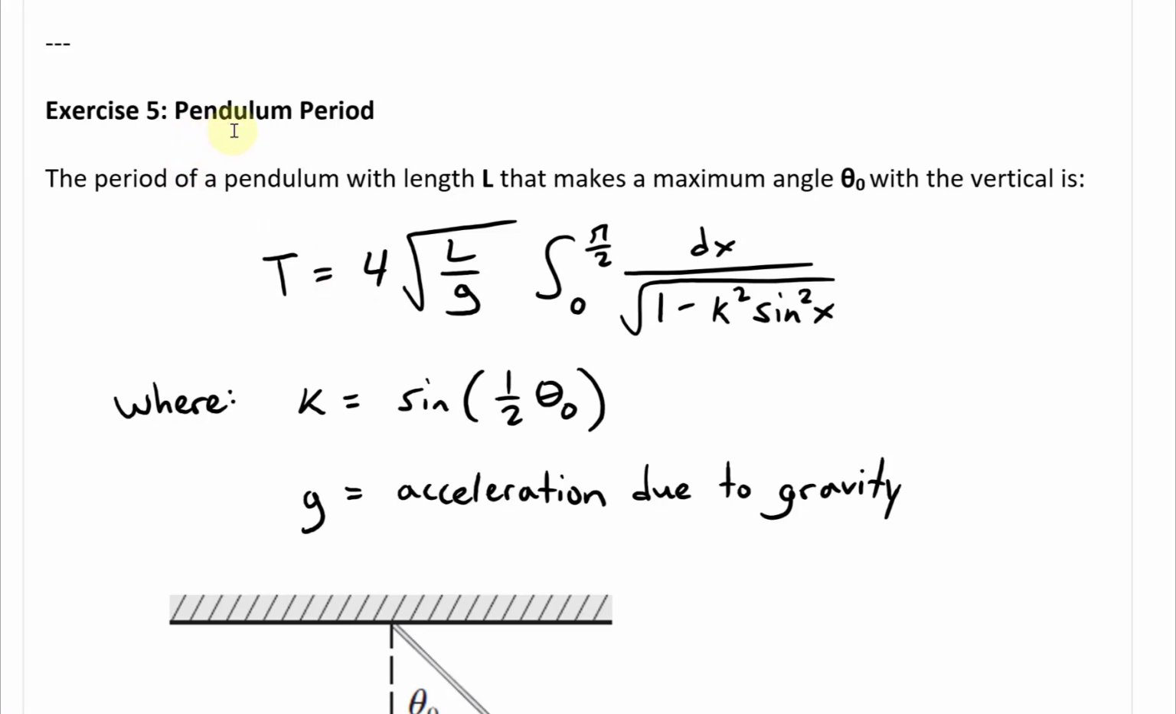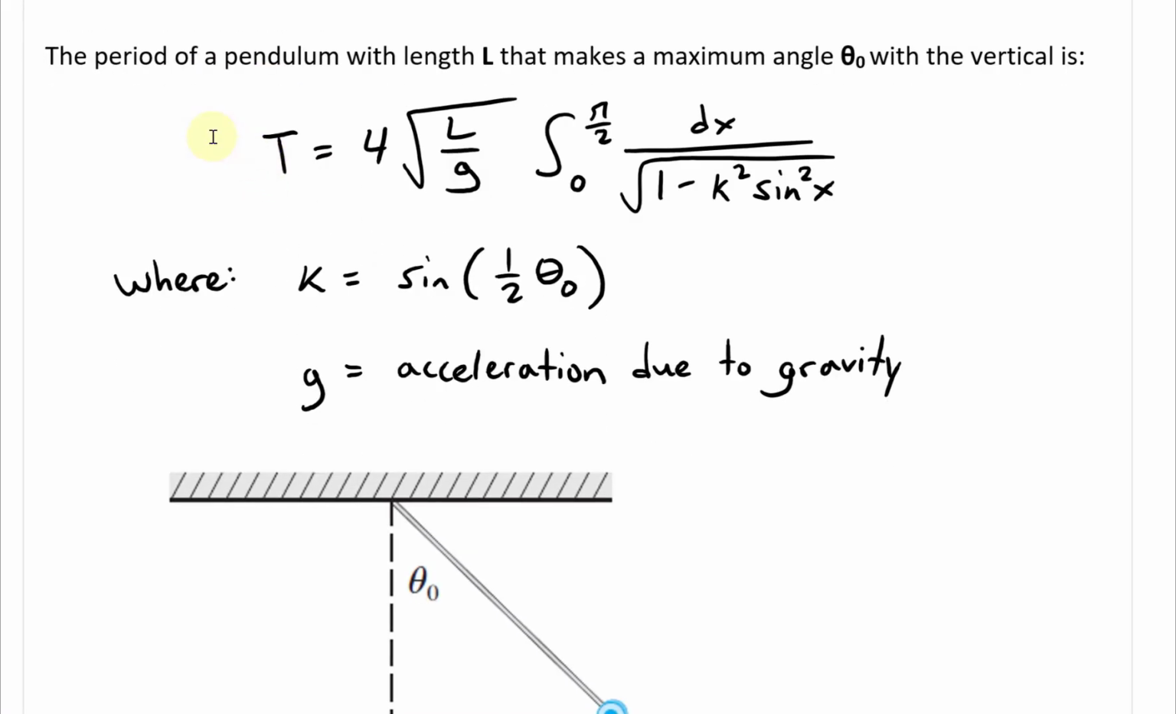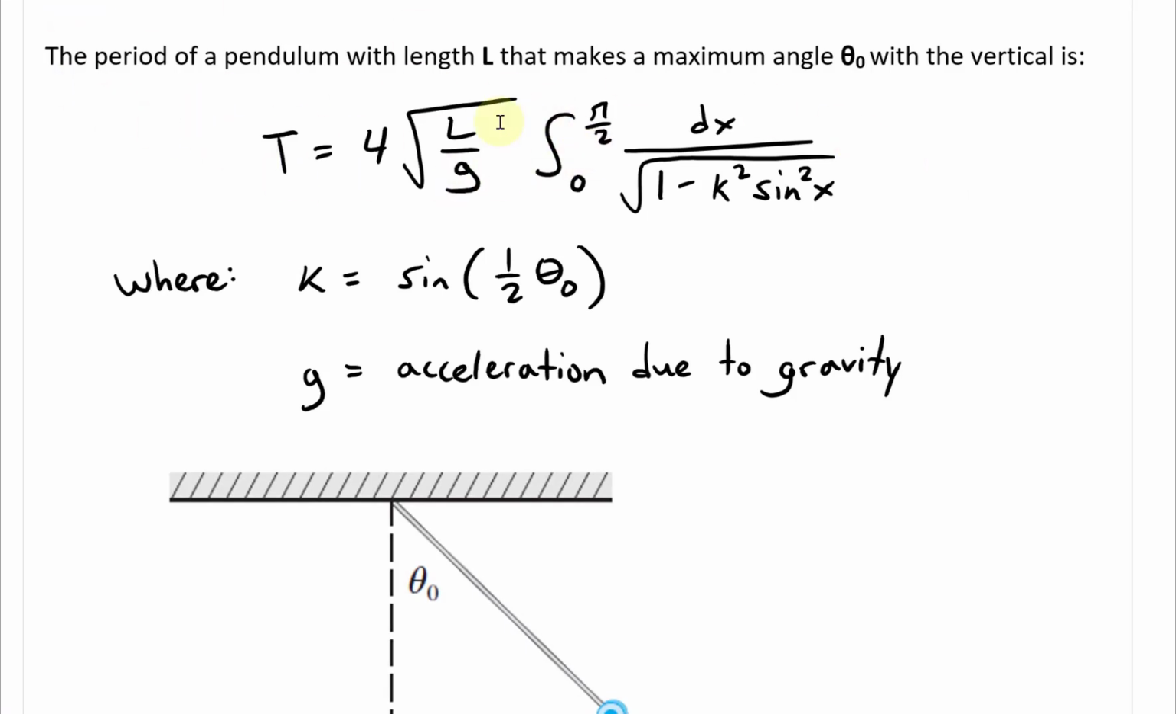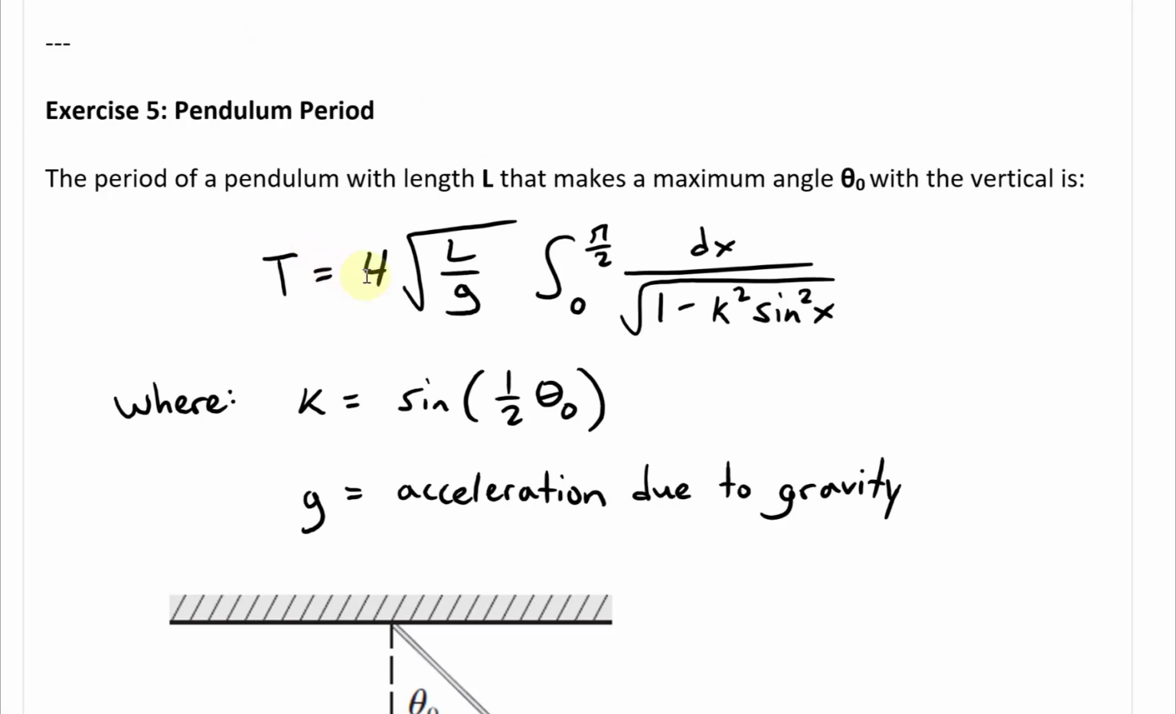Exercise 5 is on the pendulum period. This one states the period of a pendulum with length L that makes a maximum angle theta naught with the vertical is, and then we're given this giant formula. So capital T equals 4 times the square root of L over g, times the integral from 0 to pi over 2 of dx over the square root of 1 minus k squared times sine squared x.